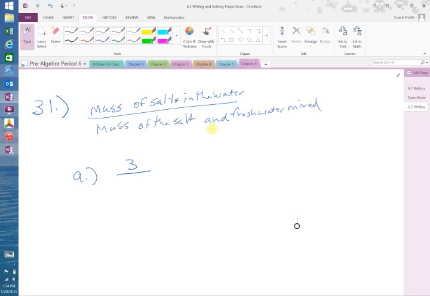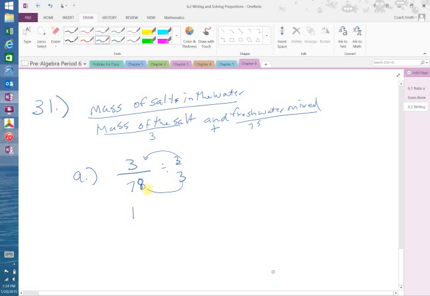The mass of salt plus the fresh water. So, there's 3 there, 75 there. So that's 78. Now I reduce it. Okay, we can reduce it by 3. 3 goes into 3 one time, 3 goes into 78, 26 times. So, 1/26 is the salinity of that particular salt mix. Okay?